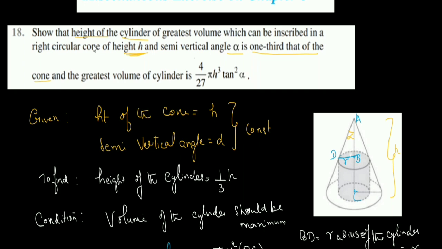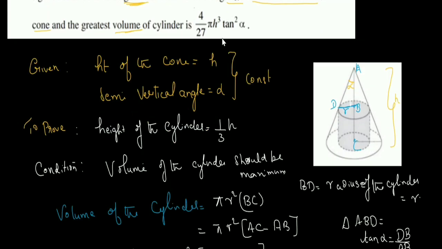You have to prove that the height of the cylinder is equal to 1/3 of the height of the cone. Height of the cone is h. So this is what we are going to prove. Then some condition is given. What is the condition given? The volume of the cylinder should be maximum. So in all these types of sums, there will be 3 steps. First, the given is a constant. Then to prove, height of the cylinder is 1/3 times h. Condition, volume of the cylinder should be maximum.